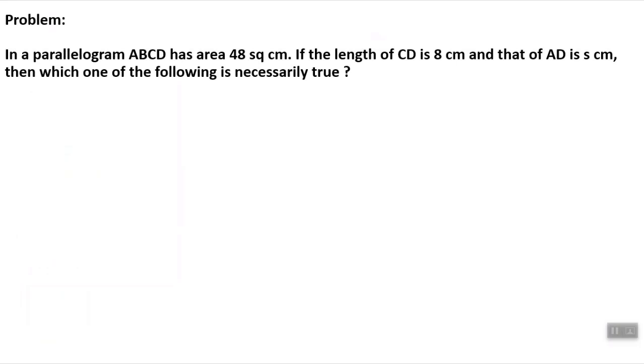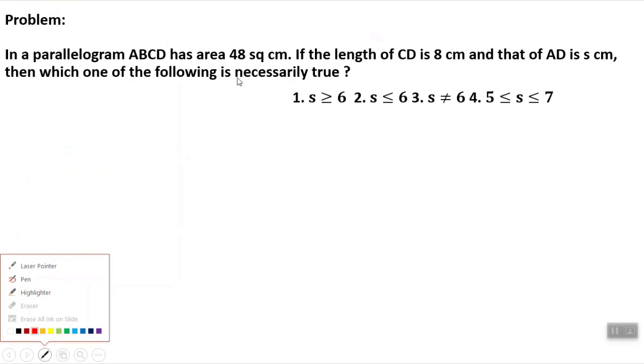Another question on geometry from slot 2. A parallelogram whose area is 48. The length of one of the sides is 8 centimeters and the length of the other side is unknown. They call it S, and now they're given the options about S. What can be said about the value of S? Which one of them is necessarily true? It must always be true. This is what it means.